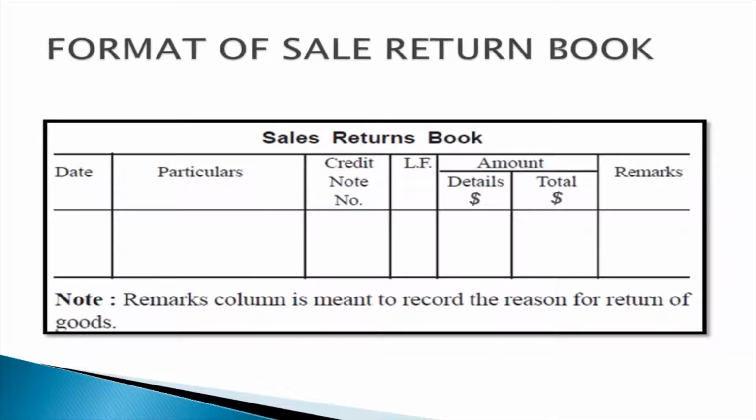On your screen, you can see the format of sales return book. You can find the format is similar to the purchase returns book, but the basic difference is there we mentioned debit note number, and in this case we will mention credit note number. In remarks column, we will record the reason for return of goods.